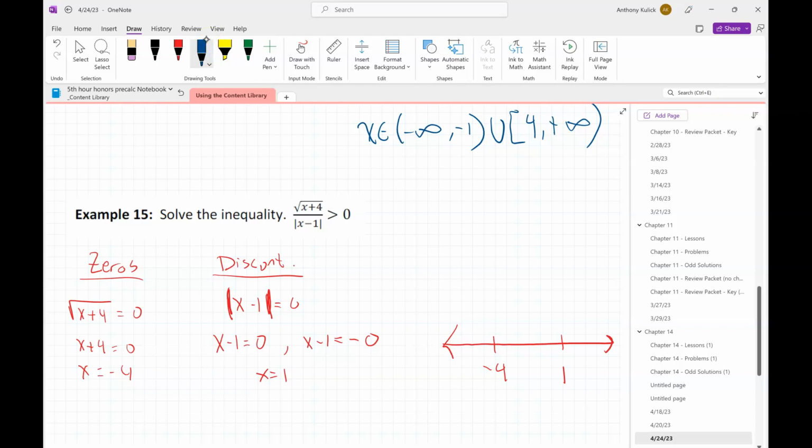Should I be using, for the -4, open or closed? Open, because it's a strict inequality, strict greater than. And the 1 is open also because it's a discontinuity. That'll always be open. Okay. So we pick test values. So I pick -5, 0, and 2.